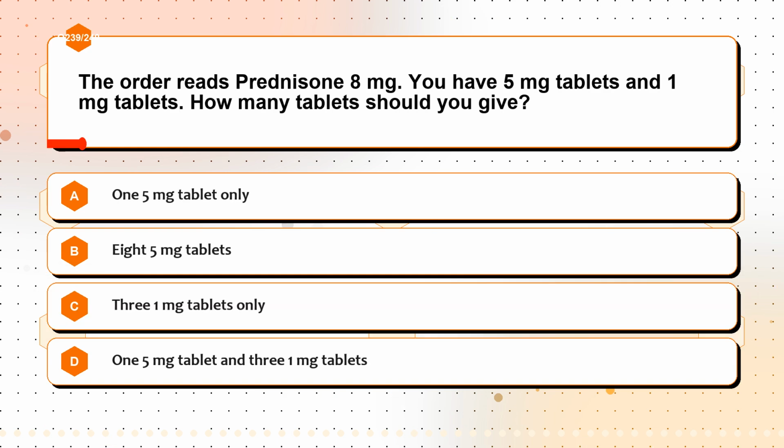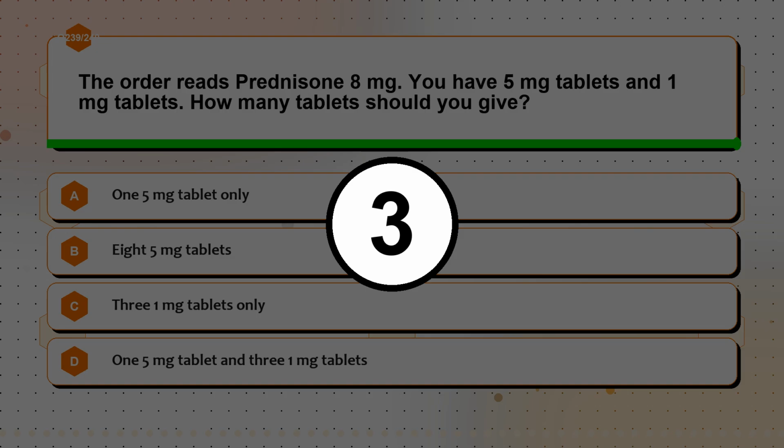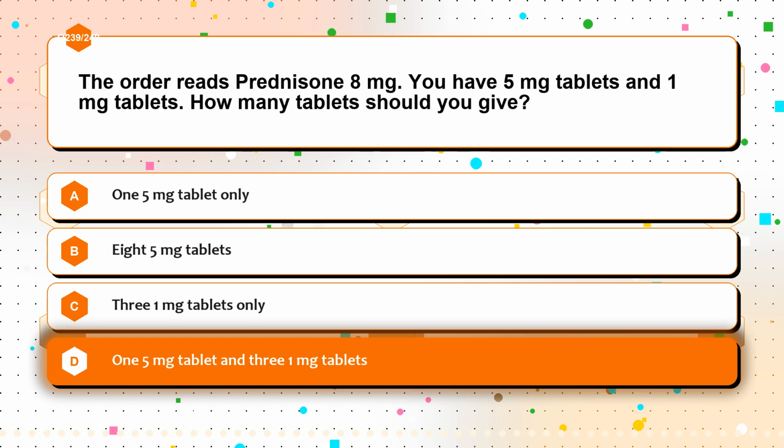Question 239. The order reads prednisone 8 mg. You have 5 mg tablets and 1 mg tablets. How many tablets should you give? Here are the options. Option A, 1 5 mg tablet only. Option B, 8 5 mg tablets. Option C, 3 1 mg tablets only. Option D, 1 5 mg tablet and 3 1 mg tablets. The correct answer is option D, 1 5 mg tablet and 3 1 mg tablets.